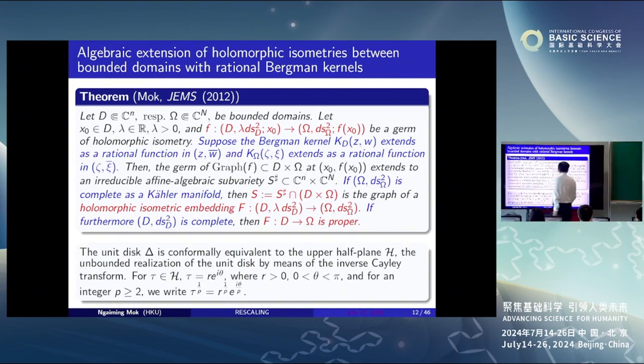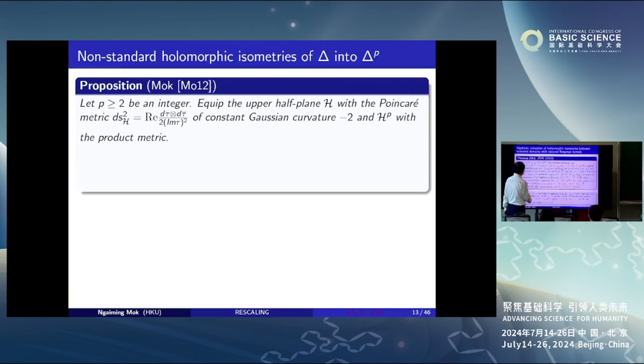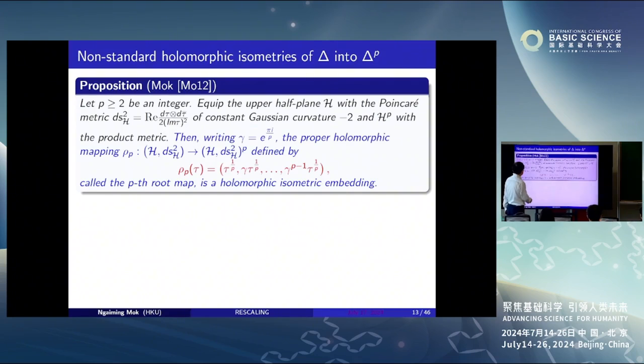So actually, it was a question that was raised by Ulmer and Clausel, whether there exists sort of esoteric holomorphic isometric embedding of a disk into n disk. And they thought that there were none. It turns out that there are, and actually I wrote down a simple one. And here is the statement.